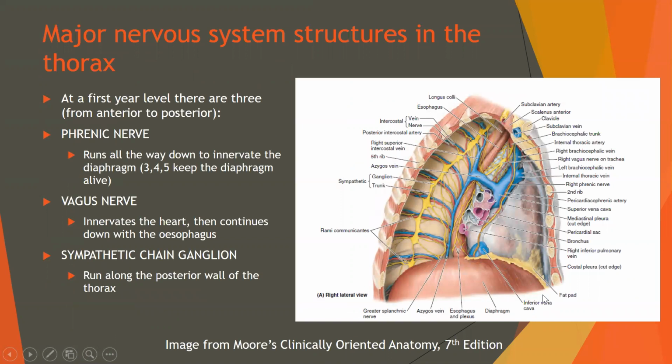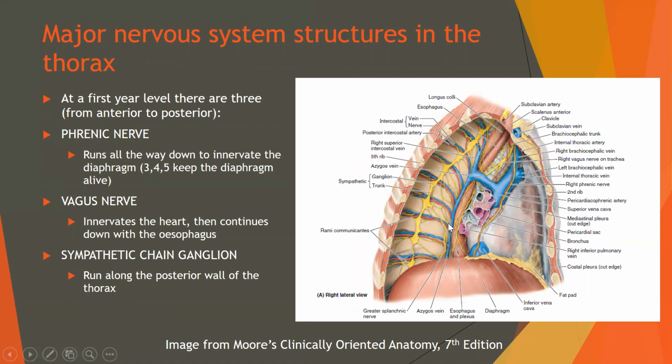Now, the major nervous system structures in the thorax. I've just listed 3 here that I think are good to learn. So the phrenic nerve is the most anterior one. It runs anterior to the hilum of the lung, which is sort of in there. You don't really need to know much about it. A good way that might help is it runs anterior to the pulmonary arteries and pulmonary veins.